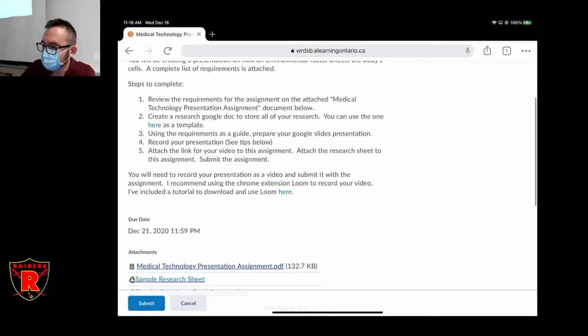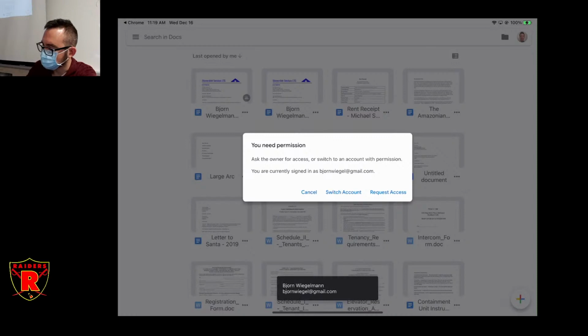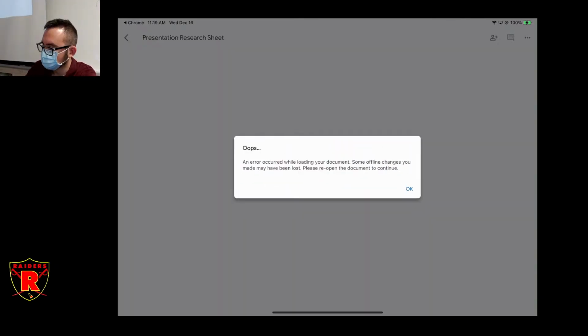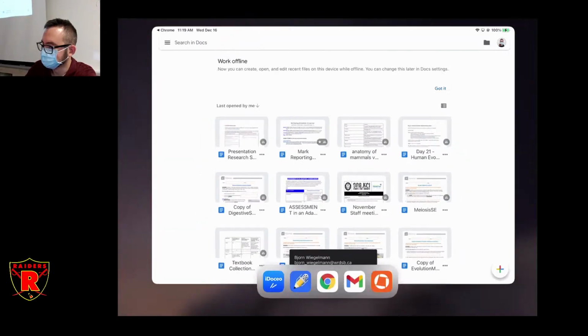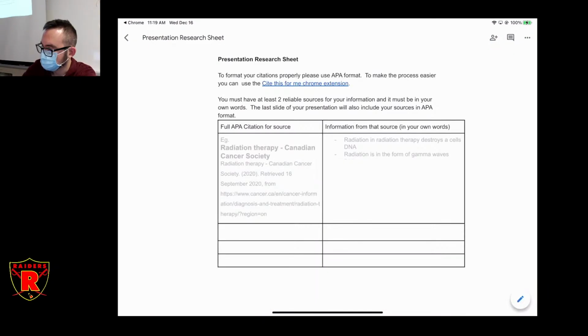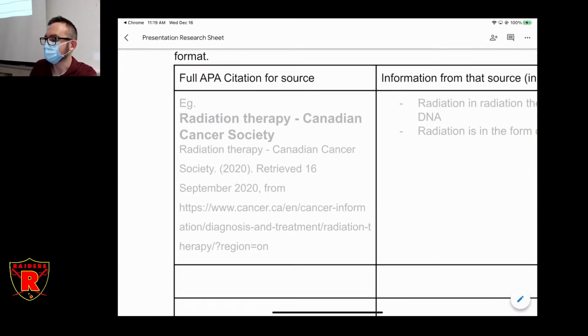So the research sheet should look like this. You don't have to use this one. I've linked this one. What? I need permission? Oh. Personal account, that's why. Let's try that again. There we go. So you don't have to use this research sheet. It just needs to contain this information. But the idea here is that you're going to give me the full APA citations for your sources. Okay.